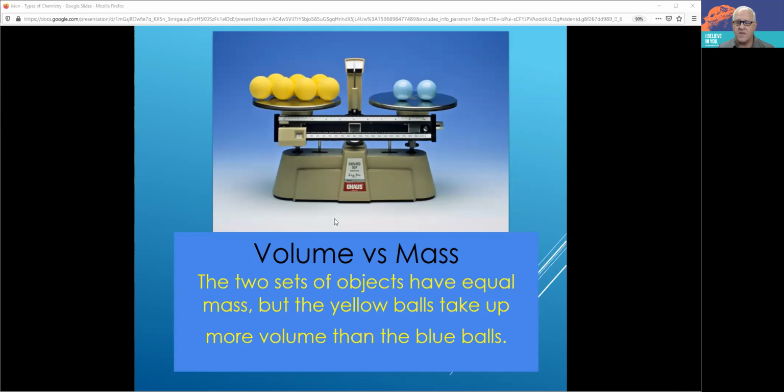Let's take a look at these objects on this balance beam. Here we have two sets of objects that have equal mass, but the yellow balls will take up more volume than the blue balls will. That's because the yellow balls have a lighter mass. So we have to be very careful when we start to examine different elements within our exploration of chemistry. Some are heavier than others, and some are more dense than others. And we'll explore more of that as we move forward.